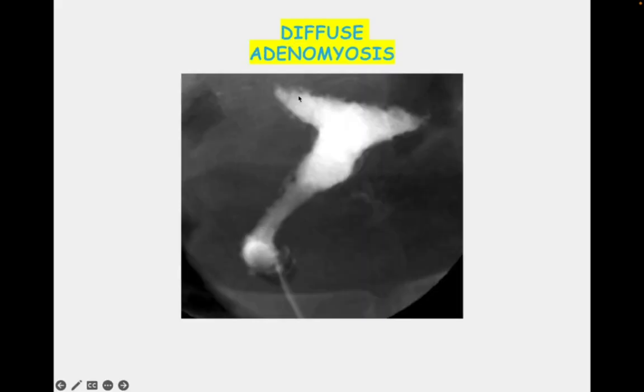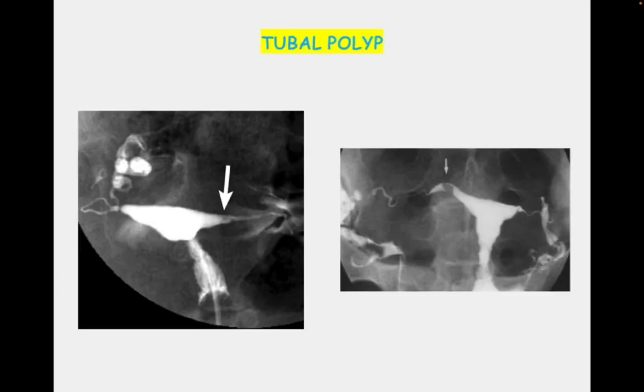So here, as you can see, these glandular outpouchings are there. So this is a sign of diffuse adenomyosis. As you can see here, the irregularities are there over it. Okay, so small outpouchings of contrast material you can see. So this is a sign of irregular endometrium with the small outpouchings. This is a sign of diffuse adenomyosis.